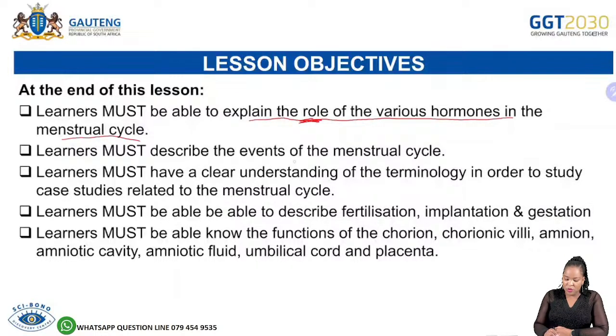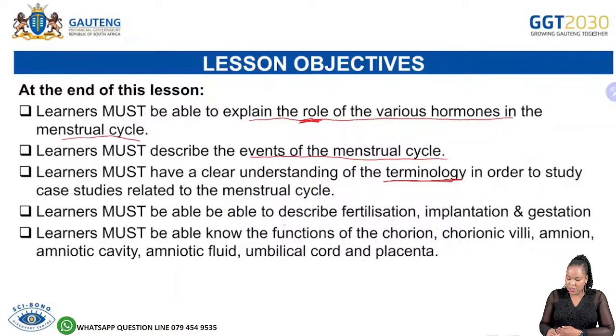And you must also be able to describe the events of the menstrual cycle. The menstrual cycle is a process, so there are certain events that are taking place. You need to be able to describe all of those events. You must have a clear understanding of the terminology in order to study for case studies related to the menstrual cycle. Terminology plays a very huge role in life sciences. You need to understand your terminology when you are answering questions such as case studies or investigative type of questions. And question 1.2 in your question paper is always terminology. Then you must be able to know your terminology.